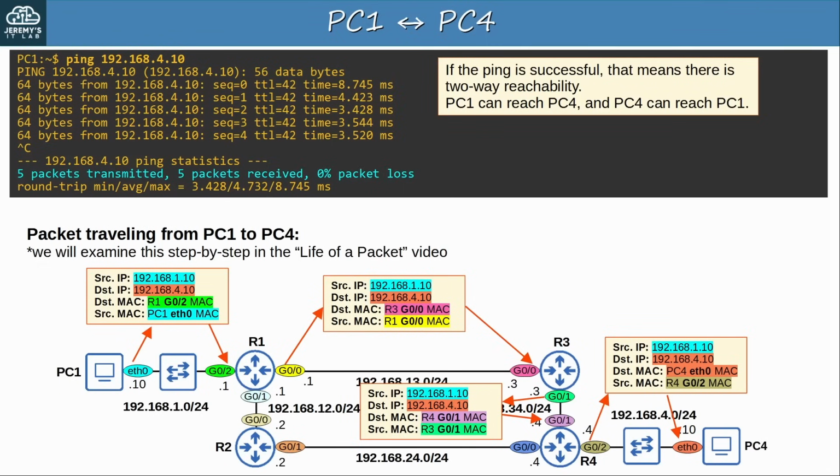This process is very important to understand, but as I said, we will cover it step by step in another video. For now, just understand that the source and destination IPs of the packet do not change throughout the journey, but each time the packet is de-encapsulated and re-encapsulated, the source and destination MAC addresses are different.